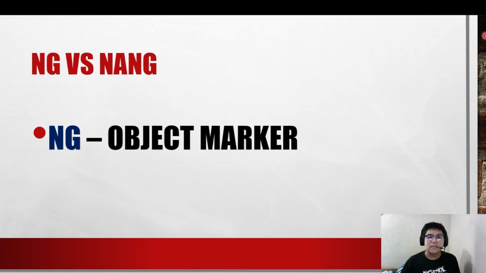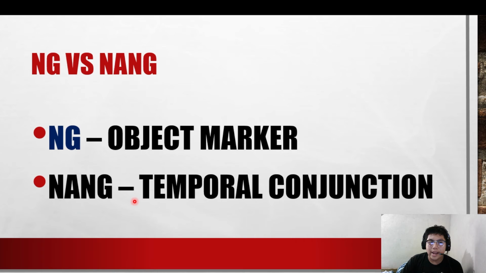So for example, kumain ako ng sorbetes. That's where you use ng. Here, it's pronounced the same, but you're not gonna get confused. When you're talking to people, you're not gonna get confused because you're not gonna see these words. What you're gonna hear is nang, and depending on the context, you would know which word it is. So ng is an object marker, and nang with the letter a and the extra n is a temporal conjunction. For example, kumakain ako nang marinig ko yung bell. I was eating when I heard the bell. That's the difference. A lot of people still get confused. Don't be. Okay?